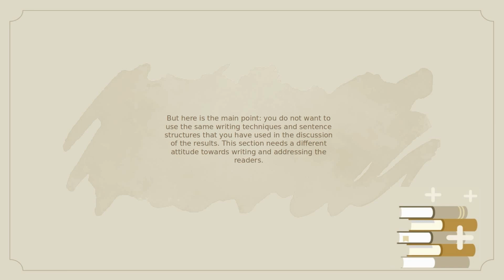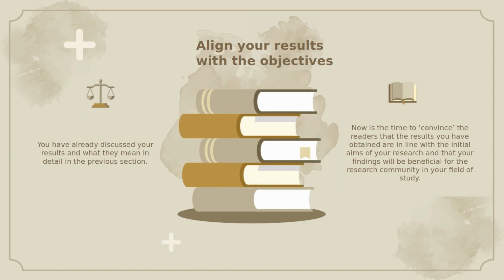But here's the main point. You do not want to use the same writing techniques and sentence structures that you have used in the discussion of the results. This section needs a different attitude towards writing and addressing the readers. You have already discussed your results and what they mean in detail in the previous section. Now is the time to convince the readers that the results you have obtained are in line with the initial aims of your research and that your findings will be beneficial for the research community in your field of study.